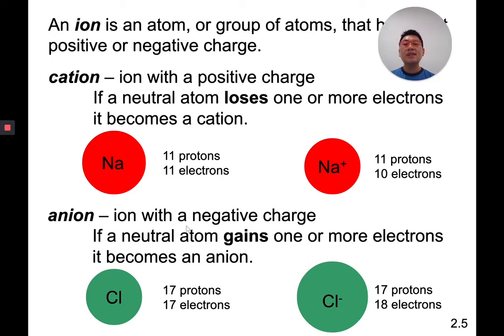If something gains an electron, it'll have an overall negative charge. If a neutral atom gains 1 or more electrons, it becomes an anion. Notice it's pronounced anion, cation. Chlorine is normally 17 protons, 17 electrons, but if for some reason it gains an electron, it'll have a total of 18 electrons. Electrons are negative, so there are more negatives than positives, giving the overall negative charge. We put a minus sign to represent the negative anion. So positive cation, negative anion.